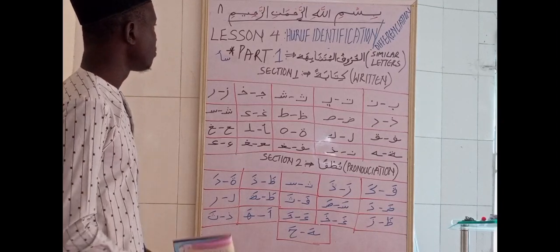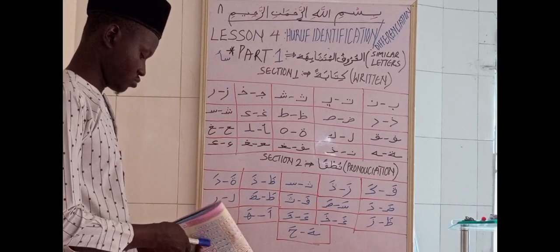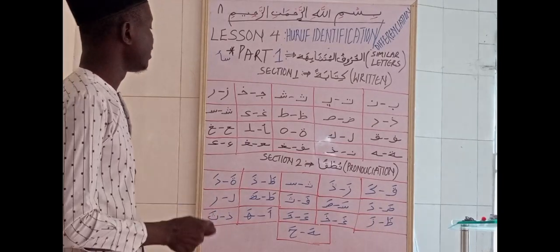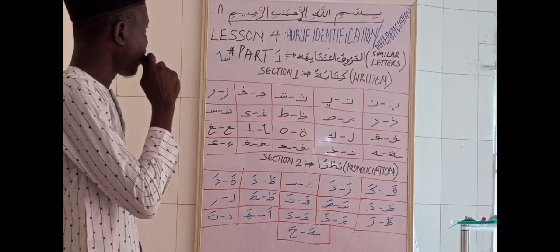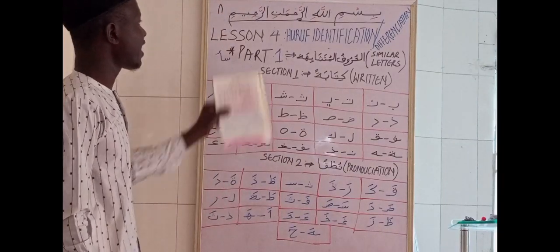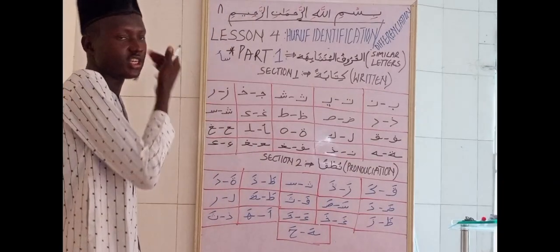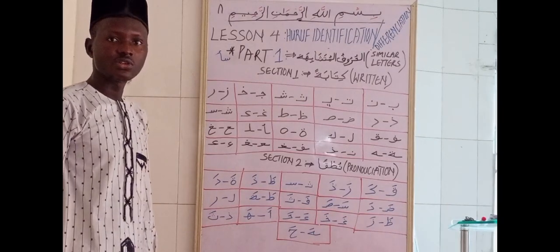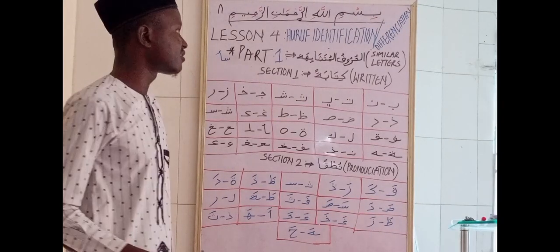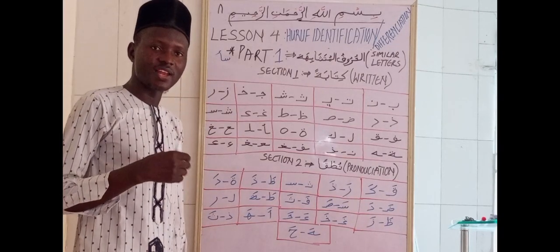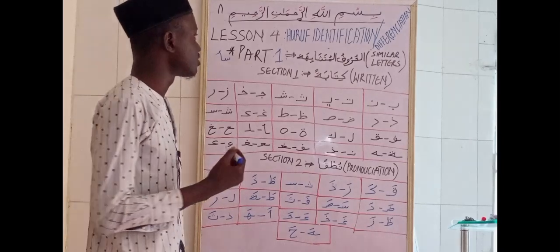I welcome you back to our journey, the journey of learning the glorious Quran. We are presently in our lesson 4, where we are learning huruf identification and differentiation. So how to identify them written, those that are similar, how to differentiate those that are equally similar, either written or in pronunciation.